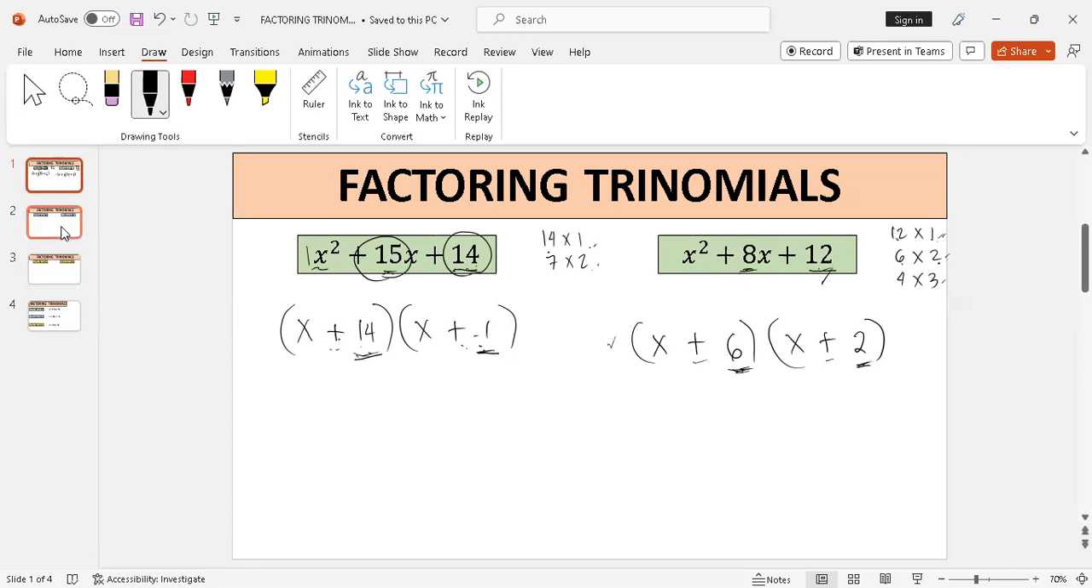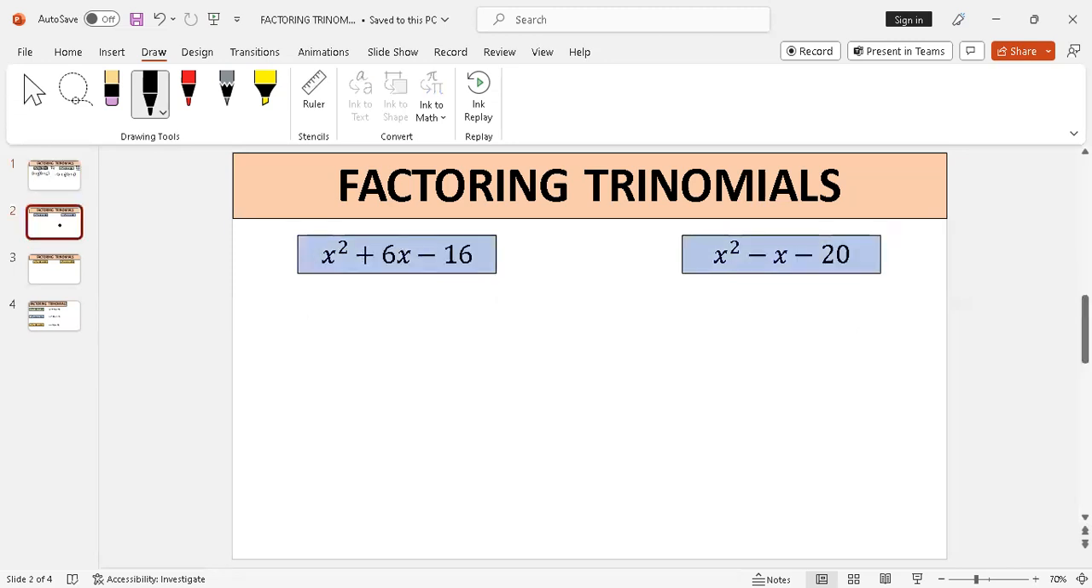Let's come now to the next set of examples. X squared plus 6x minus 16. Again, the first terms here are x. What about the second terms? Find all the factors of 16. We have 16 times 1. We have 8 times 2. And we have 4 times 4.